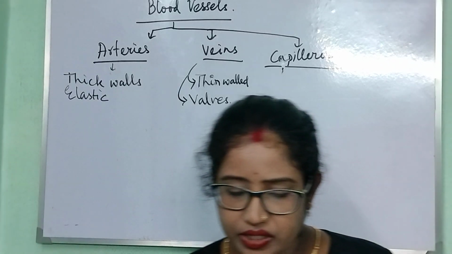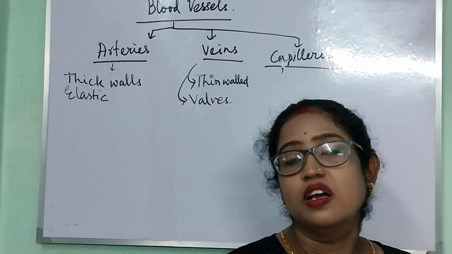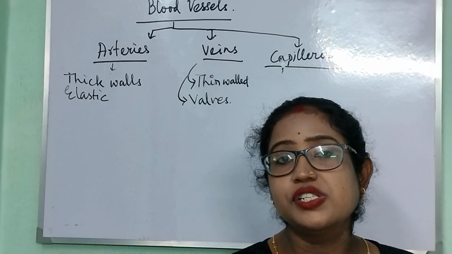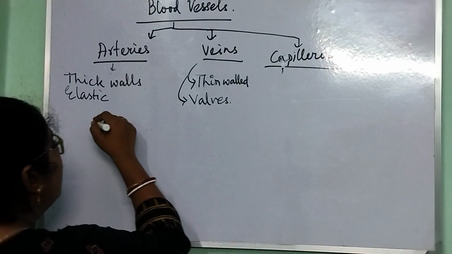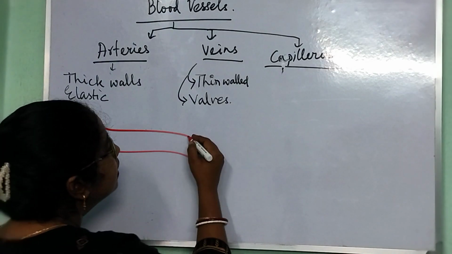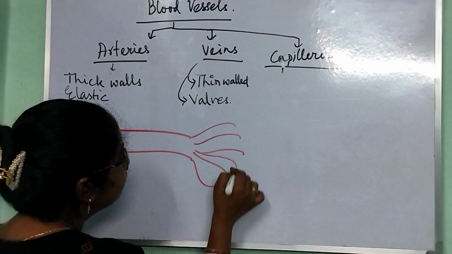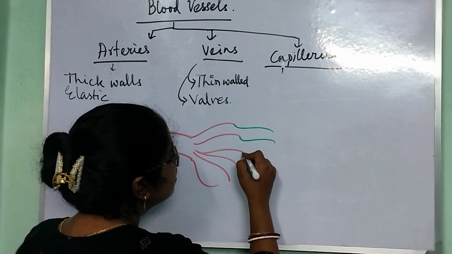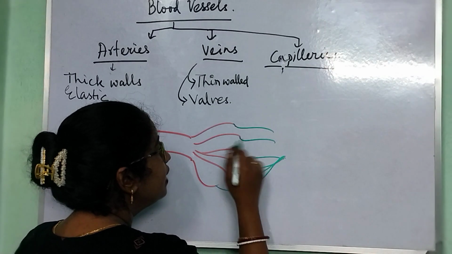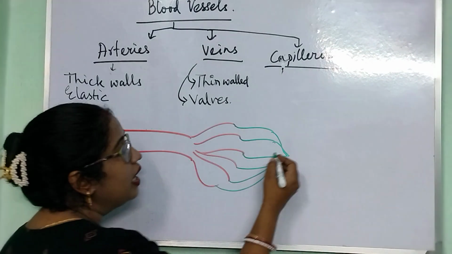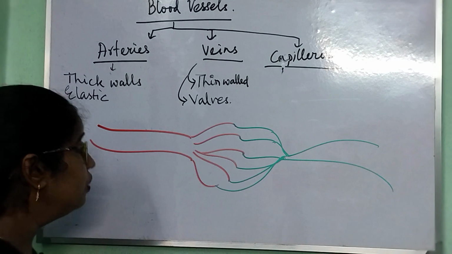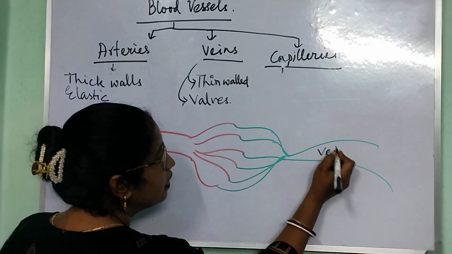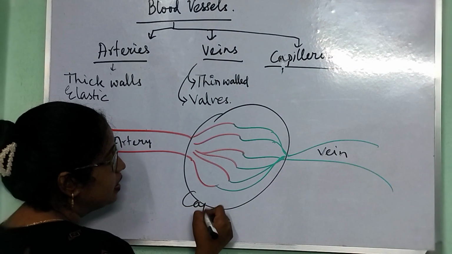So, the capillaries are actually the vast network of thin one-cell-thick tubes, and this actually helps to diffuse the essential materials. So, the arteries carry the oxygenated blood, then it branches off to form the capillaries, and these capillaries deliver the essential materials in tissues, and they unite to form the veins. So this is the artery, this is the vein, and this vast network is known as capillaries.